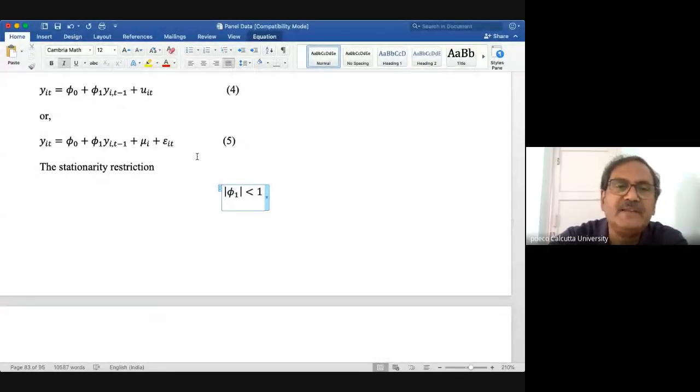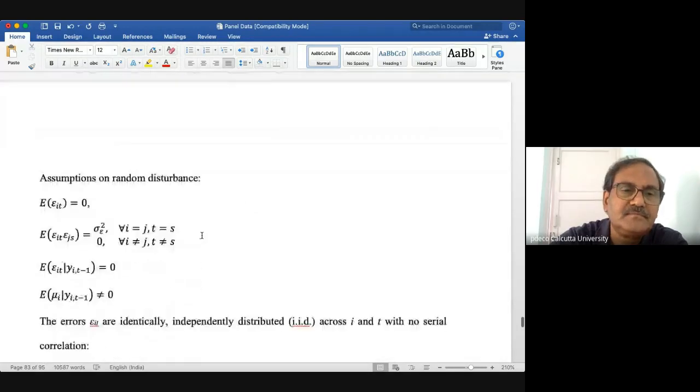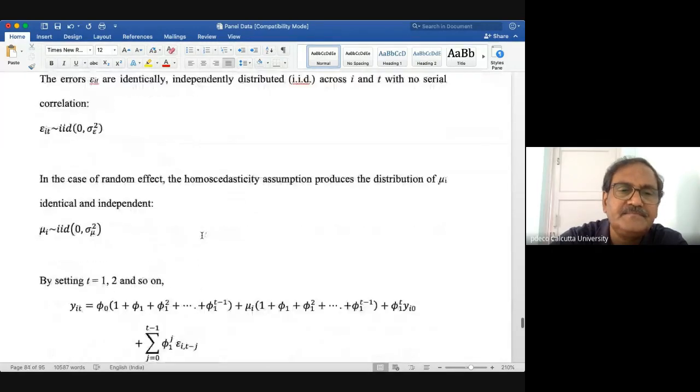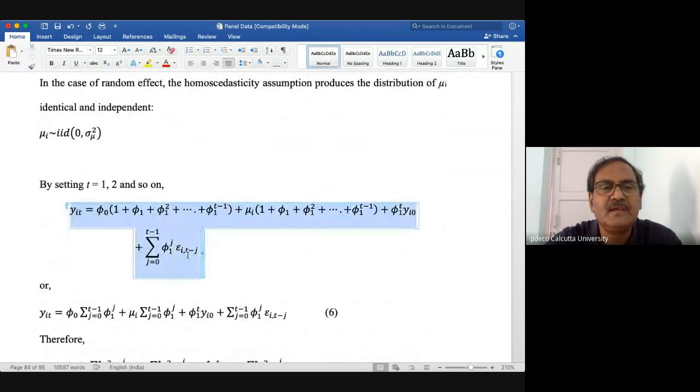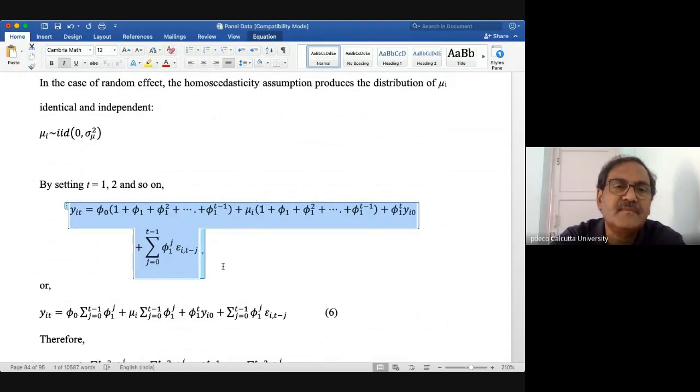So if you remember, it is similar to the case you already got in a time series. Only an additional term appears relating to mu I. So ultimately, if you carry on the process, YIT can be written as phi naught into 1 plus phi 1 plus phi 1 square plus up to phi 1 to the power t minus 1.